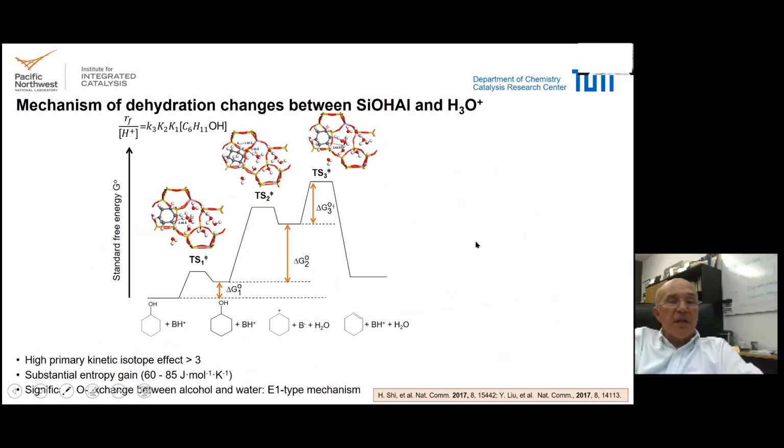Let us, in the first step, look at the standard free energy along the reaction trajectory. We start with a simple association. We protonate this in the second step. The third step is we are cleaving the carbon-oxygen bond, forming a carbenium ion. And in the last step, that carbenium ion donates a proton back to the water cluster and finally forms the olefin.